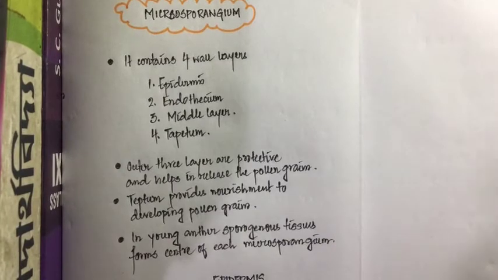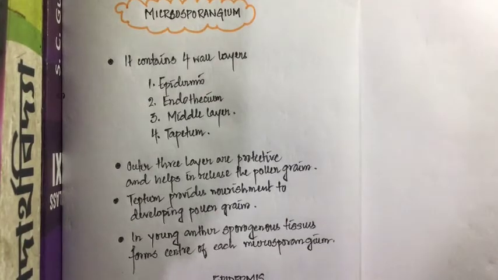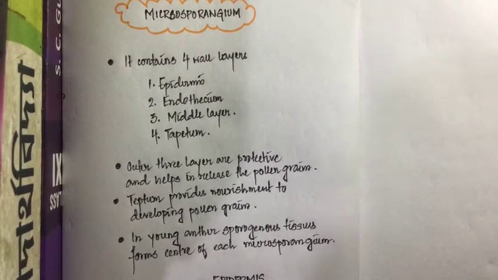So in total anther, how many microsporangia are found? 4 into 2. Why 4 into 2? Because there are 4 thecae, and in each theca we have 2 microsporangia. So 4 into 2, that is 8 microsporangia are found in one single anther. Clear?